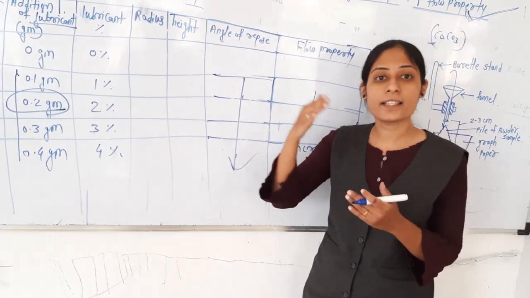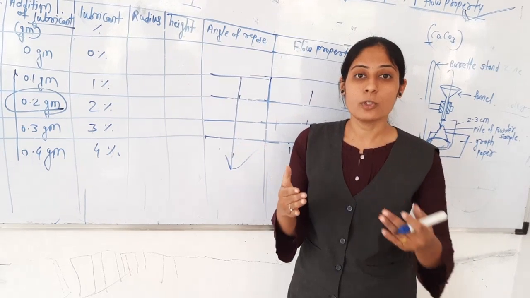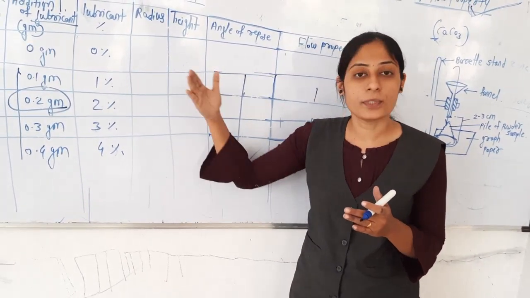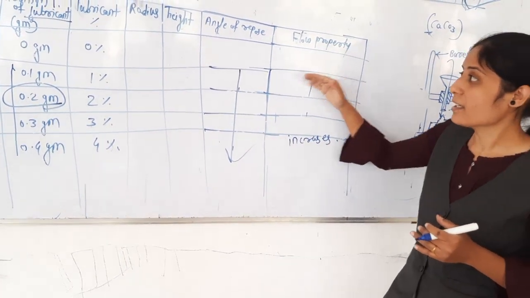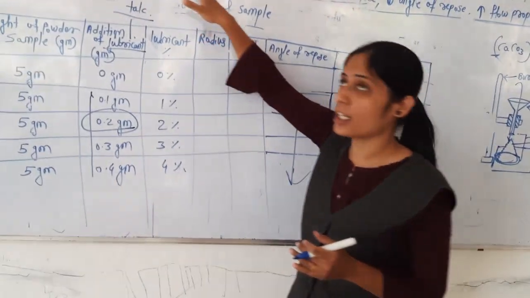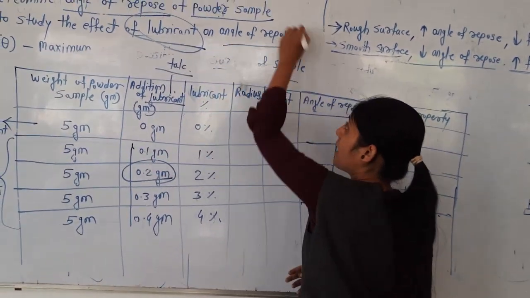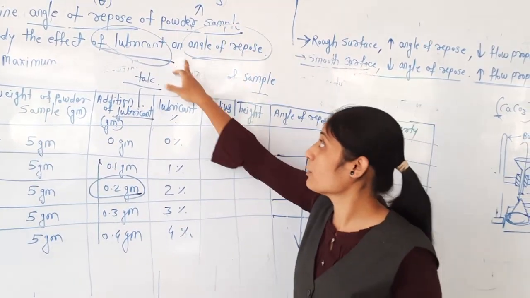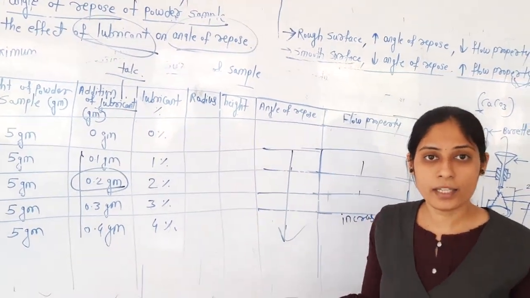Why? Because lubricant is directly proportional to the flow property. When we increase the concentration of lubricant, the flow property increases, because lubricants play an important role. It improves the flow property of the powder sample. And when the flow property increases, the angle of repose value decreases. So what is the effect of lubricant on angle of repose? When we increase the concentration of lubricant, the angle of repose value decreases, and due to the decrease in angle of repose value, the flow property of the powder sample increases.